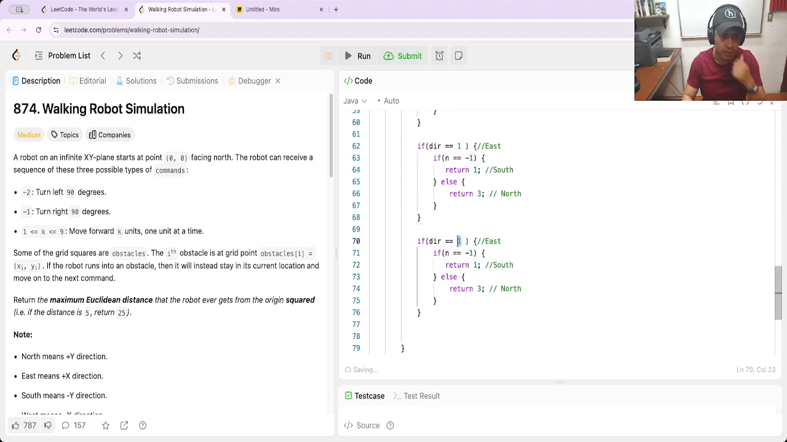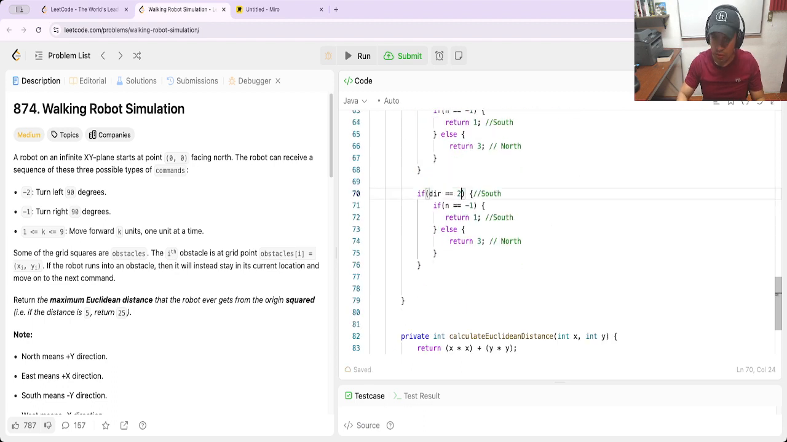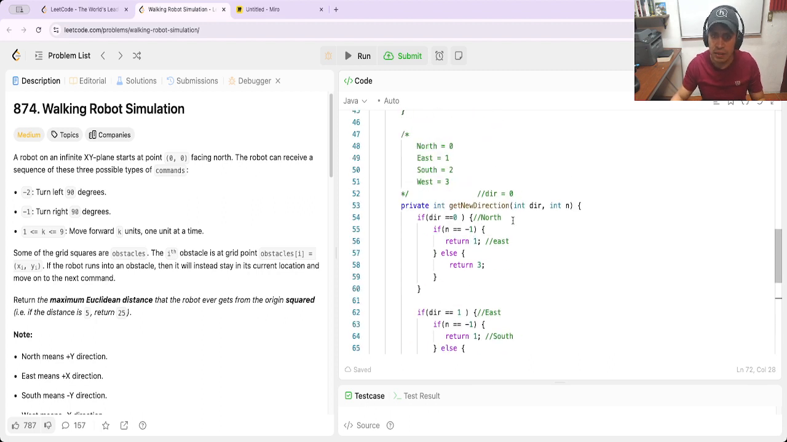Okay, now for the south, and which number is south? It's 2. Okay, and you have less 1. We are looking in this direction. Less 1 is for east and west. Oh, sorry, east. Which number is east? It's 1.